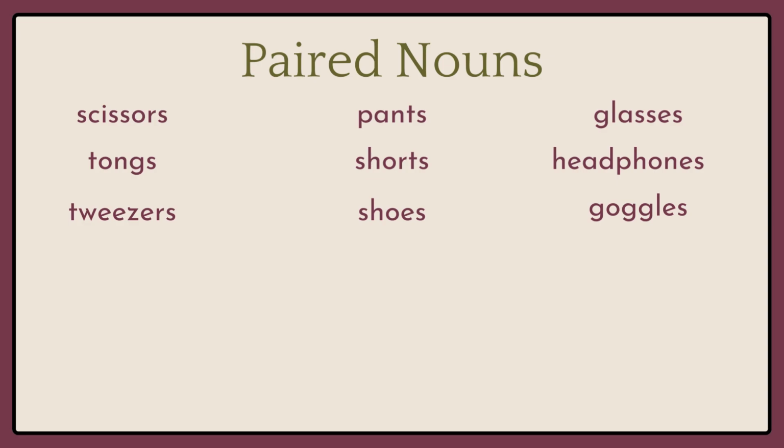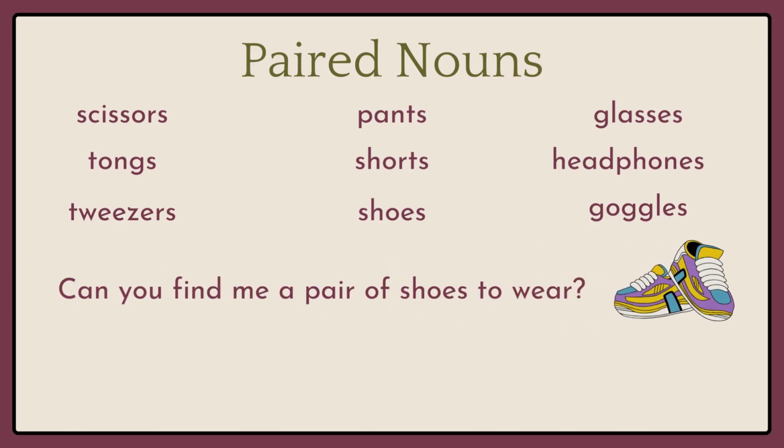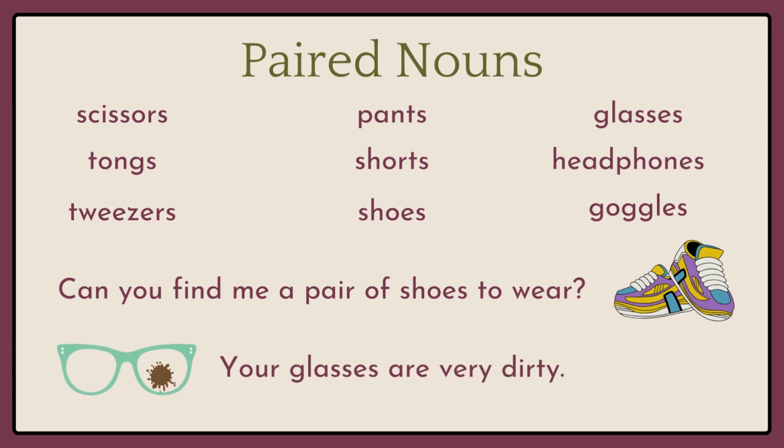So we never use an indefinite article, a or an, with paired nouns because they aren't singular. And they often come with the word pair, such as, "Can you find me a pair of shoes to wear?" And they always use a plural verb. Your glasses are very dirty. Notice we don't say your glasses is very dirty, even though we're talking about one pair of glasses. Again, pair of glasses. So we wouldn't say a glasses, we would say a pair of glasses.